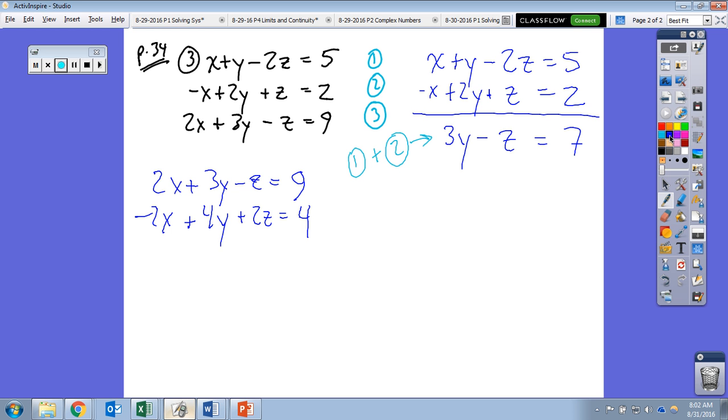Let's just go ahead and do it. So if we add them, yep, that eliminates the x's. So I'm left with 7y, now negative z plus 2z is 1z, and 9 plus 4 is 13. Okay.